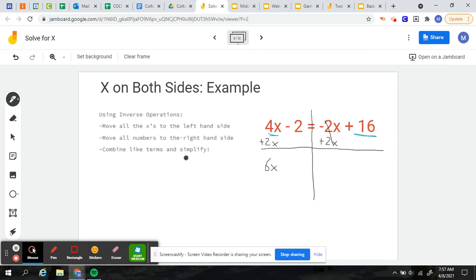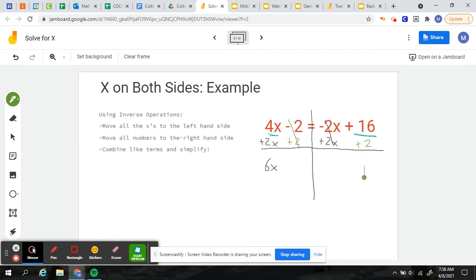Now I have to do the same thing with my numbers. So the number that has to move is the negative 2. It's on the wrong side right now, so the inverse of negative 2 is positive 2. Once again, do the same thing on the right-hand side to keep your equation balanced. So negative 2, positive 2, that cancels out to 0. And then your two numbers on the right can combine.